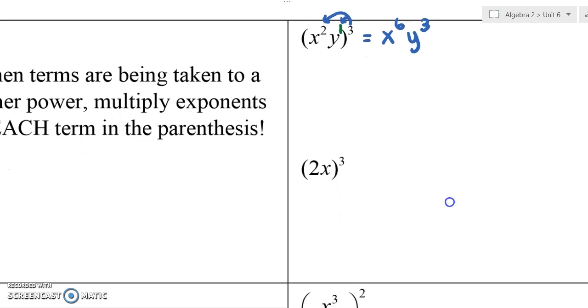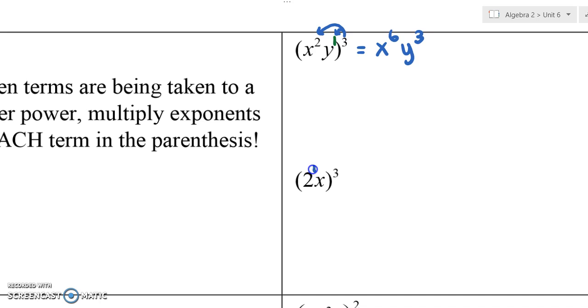Now, for the second one, it's the same concept. 2 has a power of 1, x has a power of 1. So we are going to go ahead and distribute that 3 to both of the ones. And we get 2 to the 3rd and x to the 3rd. Now, I do know that 2 to the 3rd is 2 times 2 times 2, which is 8. So I'm going to write 8x to the 3rd as my final answer.